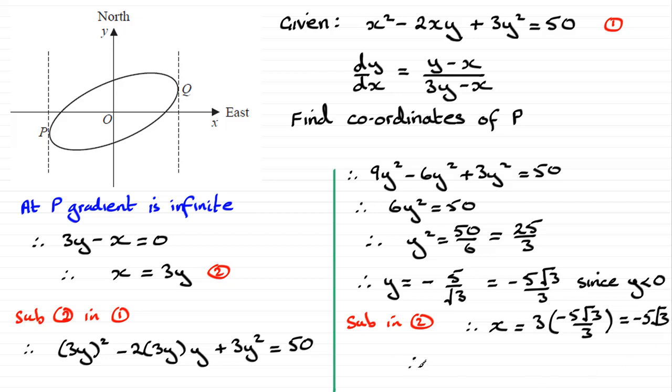So therefore the coordinates of P, if we just summarize, are going to be minus 5 root 3 for the x coordinate, and for the y coordinate it's up here, minus 5 root 3 over 3. Notice by the way how we have to have them in exact form, so just leave them with those root 3's in and express them as fractions as well.